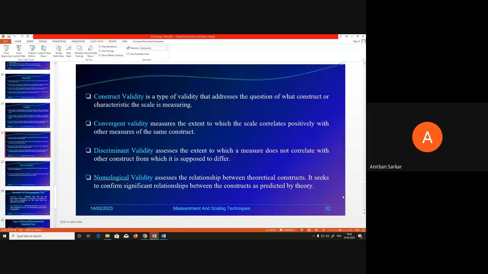And all this validity should have a high level of reliability, because you know that reliability is a necessary condition but not a sufficient condition. But validity is a sufficient condition in order to make your research output meaningful.